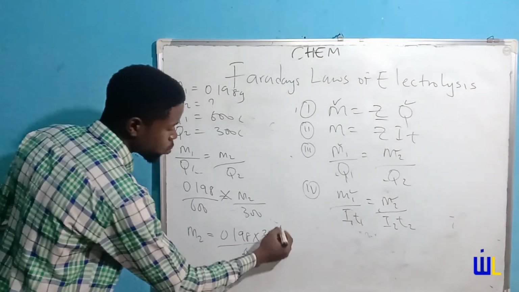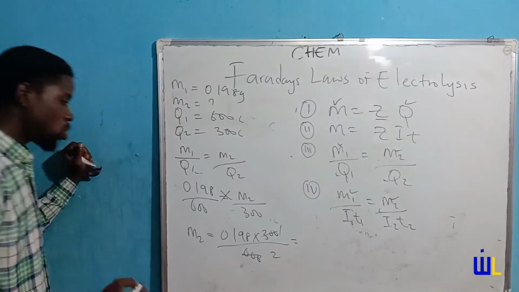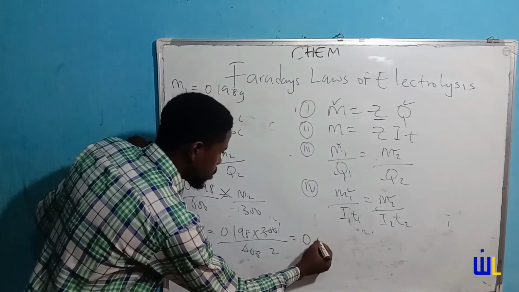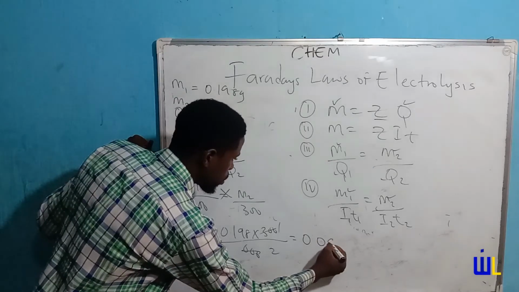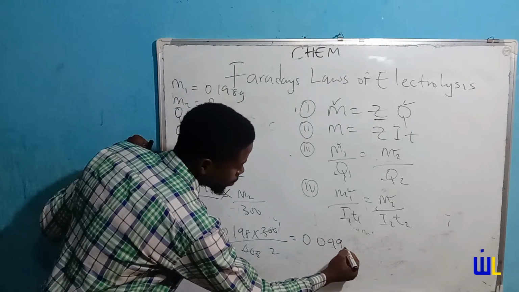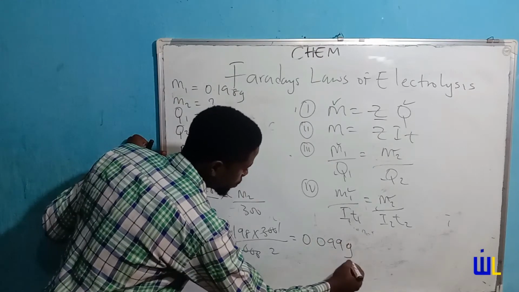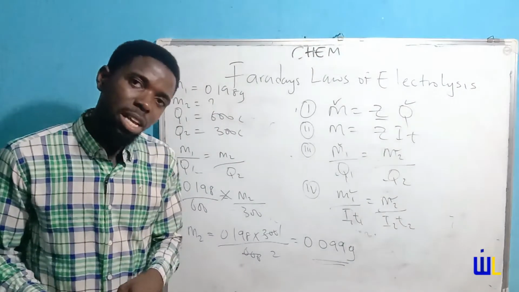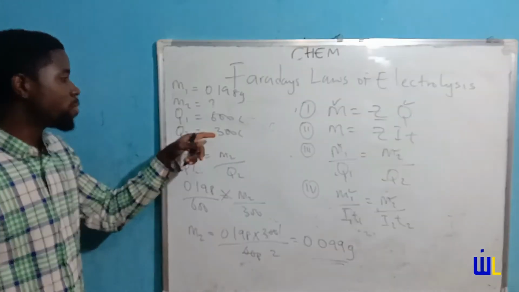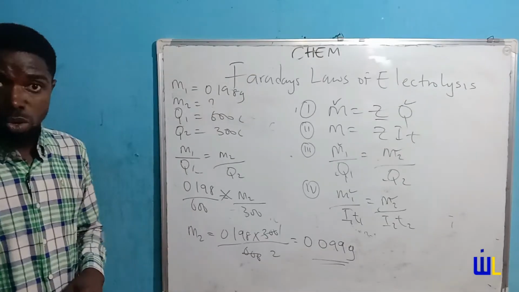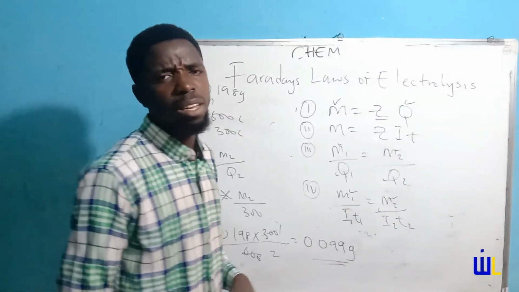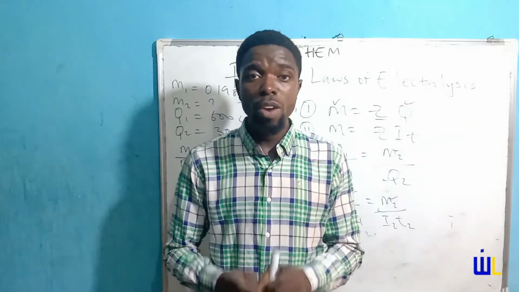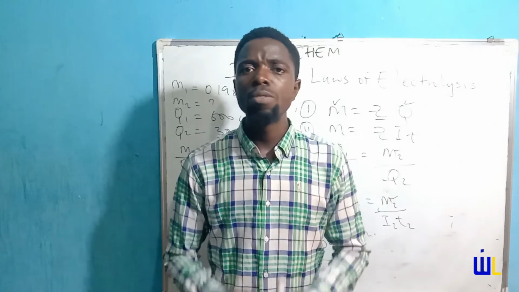If you divide, this is 1, this is 2. Therefore, what you are going to have is 0.099 gram. And that's that. So you notice that it's a direct proportionality because when the quantity of electricity was halved, the mass was also halved. And that's that. Very easy to understand. I hope with these things you are able to solve any other question that has to do with Faraday's law.